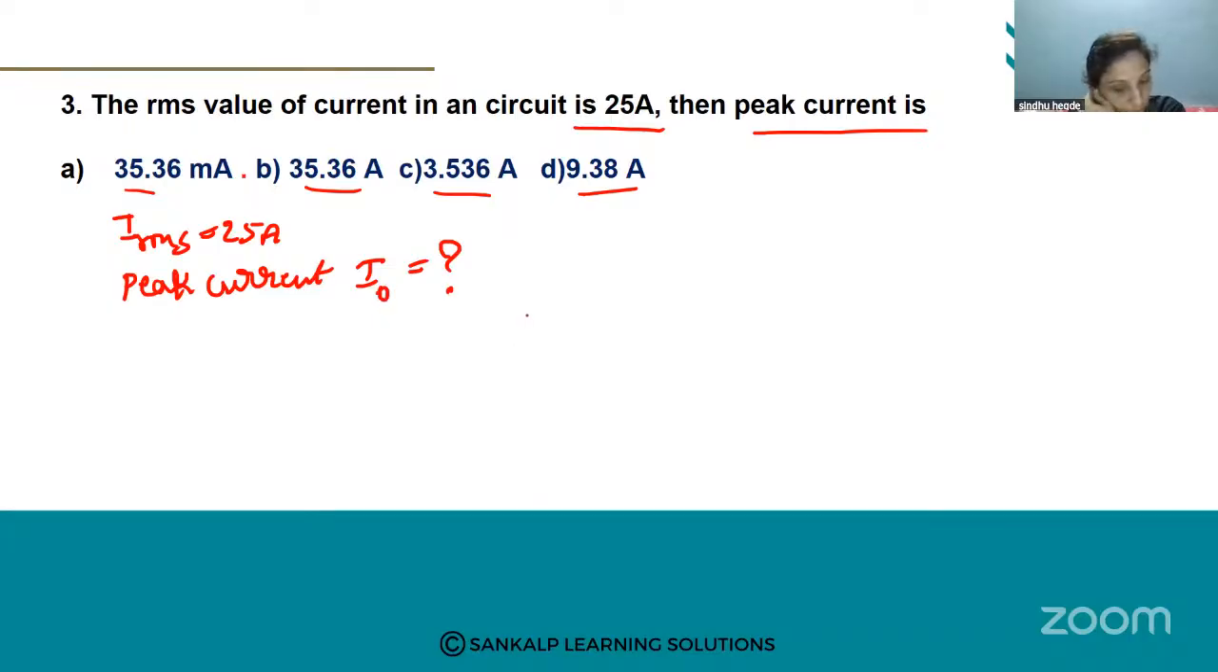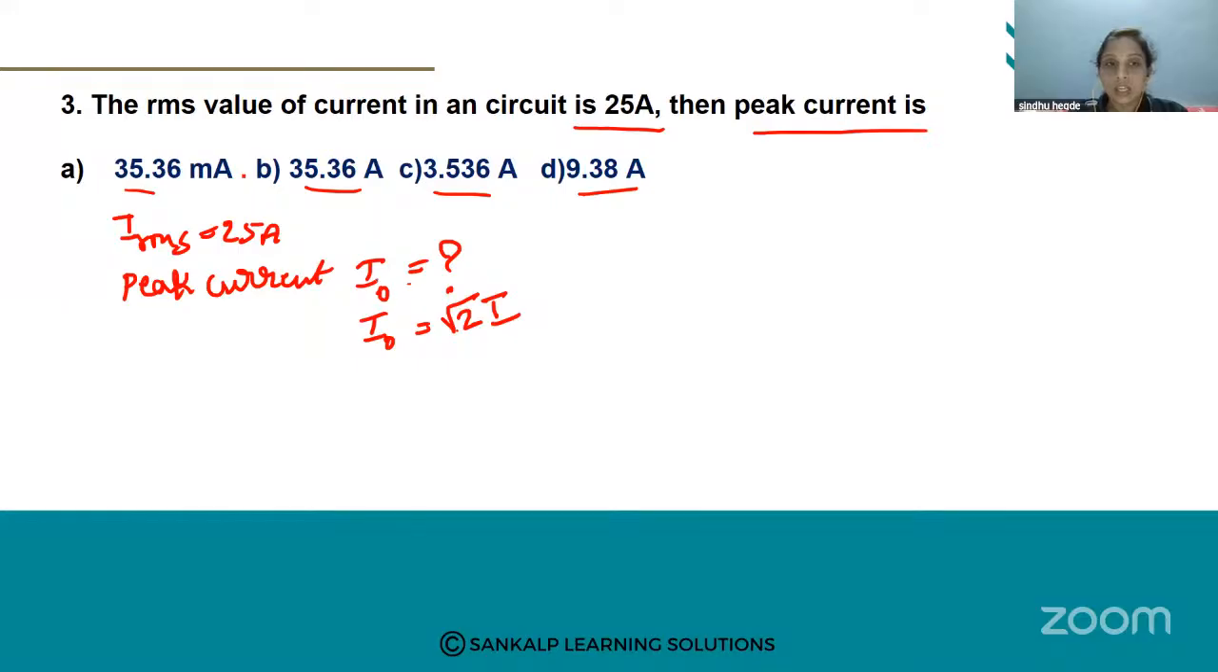Then what formula to calculate peak current? Peak current is nothing but I naught is equal to square root 2 into I. That is the formula to calculate peak current. Okay, you should remember these formulas, otherwise we can't solve these questions. Square root 2 into I.